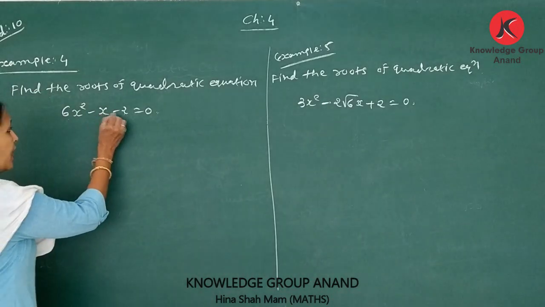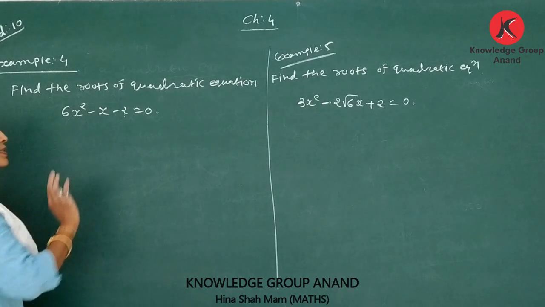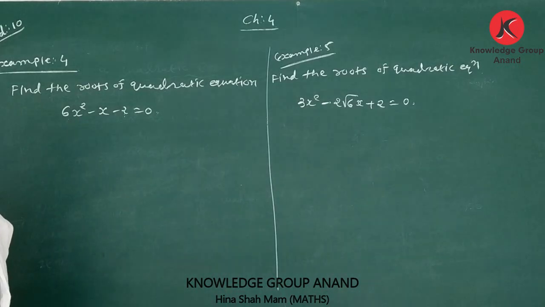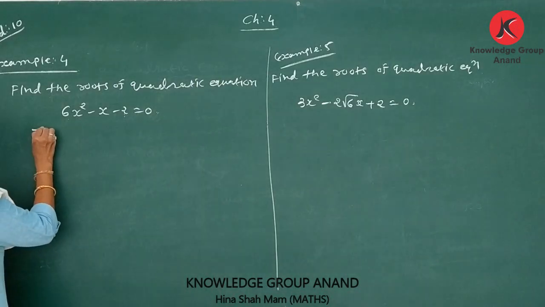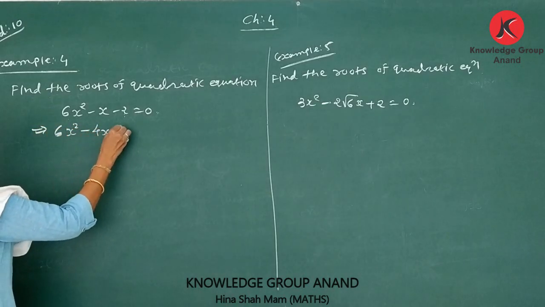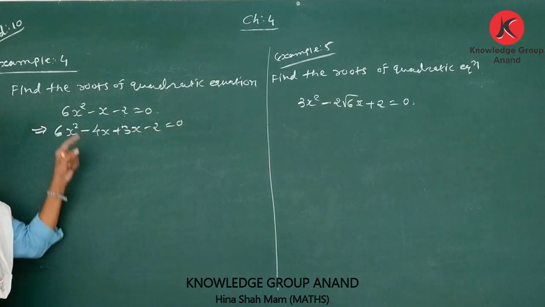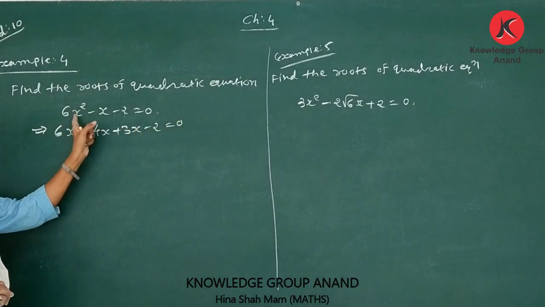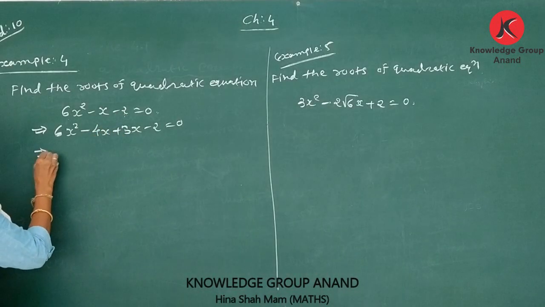Therefore, we split it as -4x + 3x, since -4 times 3 is -12x². Then 6x² - 4x + 3x - 2 = 0. Now we factor this by taking common factors from pairs of terms.